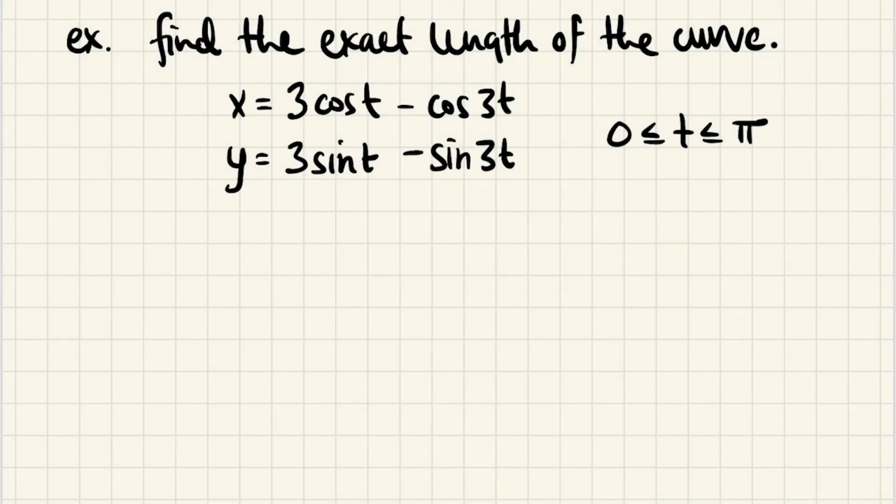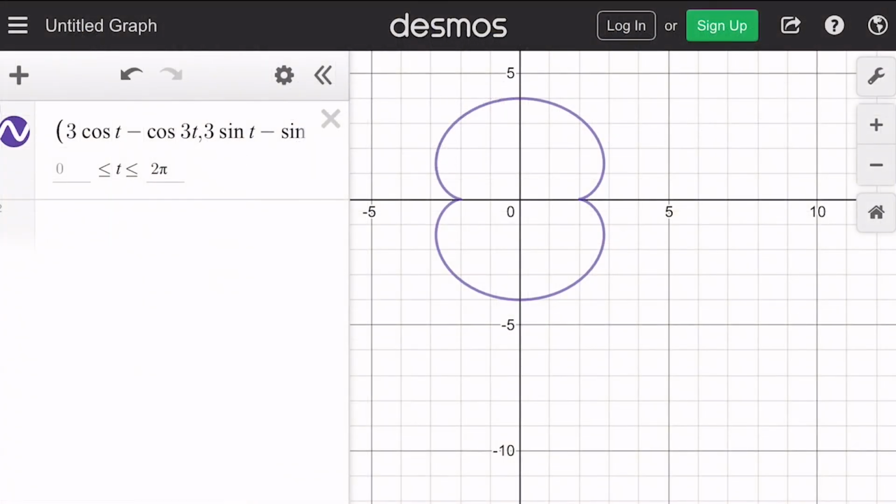All right, so here we're interested in finding the arc length of the curve generated by this set of parametric equations. So before we go and do the calculus, let's get a quick visualization of this using Desmos. Okay, so here's the thing on Desmos. We've actually sketched it from t equals 0 to 2 pi, just to give a little more graphical context. But what we really want is just from 0 to pi. So let's go put that in.